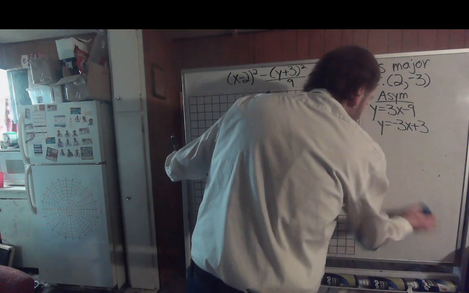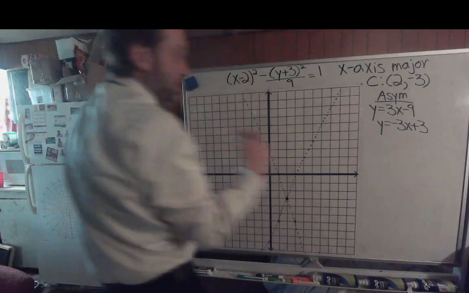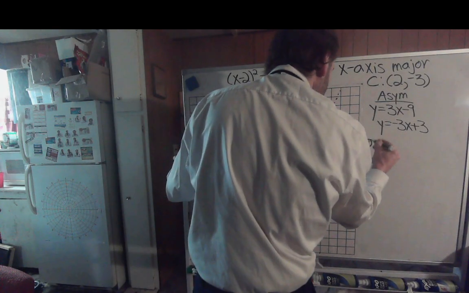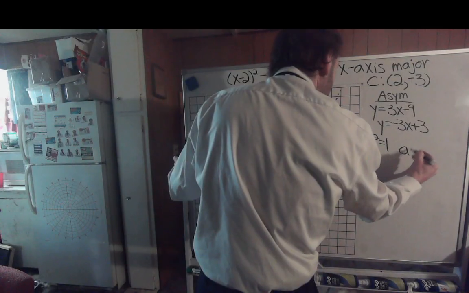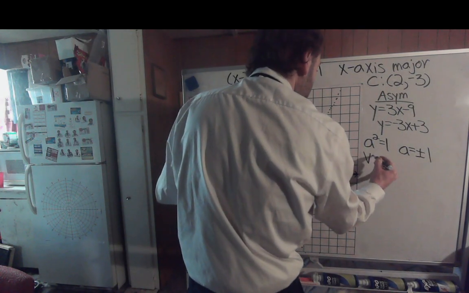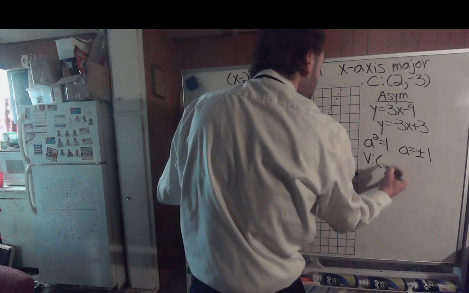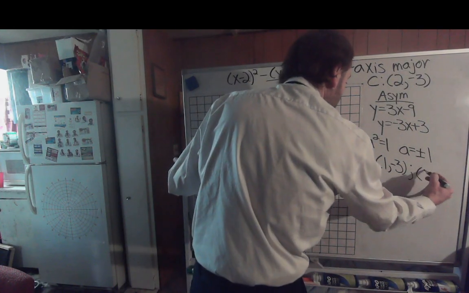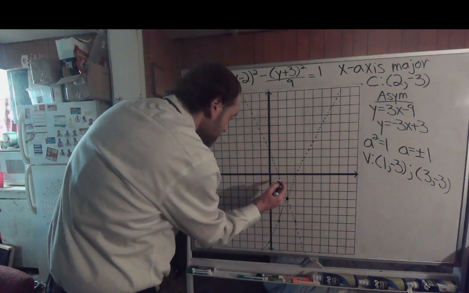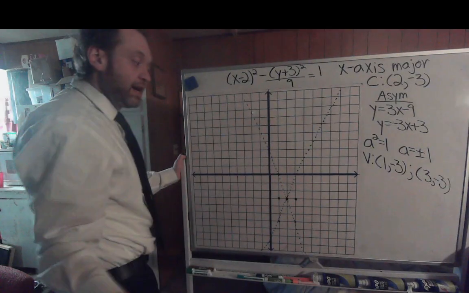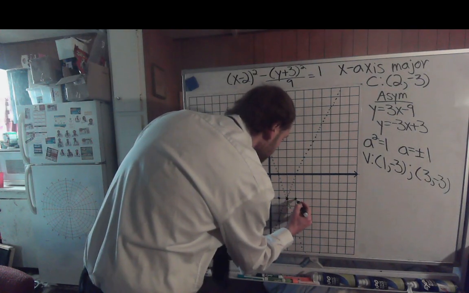All right. Next, we need to find our vertices. So if the x-axis is the major axis, that means our a squared equals 1, which means a equals plus and minus 1. So since the x-axis is major, our two vertices will have 2 minus 1, so you would have 1, -3, and then you would have 2 plus 1, you would also get 3, -3. Those would be your two vertices. So you would have 1, -3 and then 3, -3. And right now we have sufficient points to draw the shape of this hyperbola.